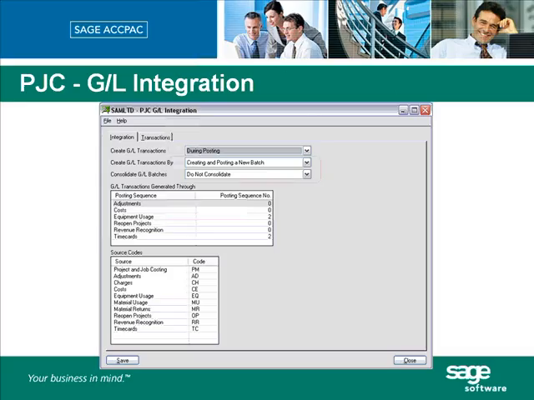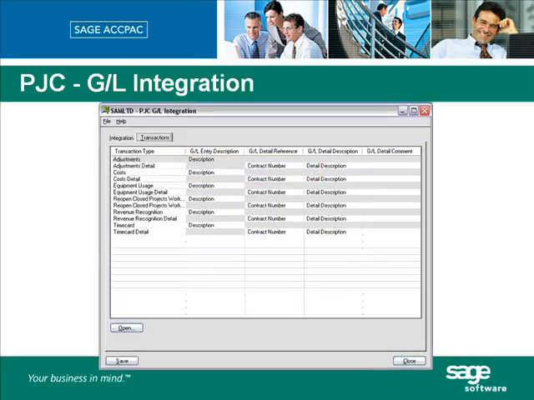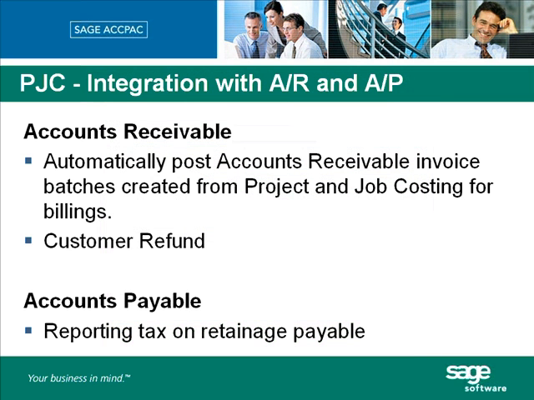With the new GL integration form, you can now automatically post general ledger batches you create with project and job costing and specify additional project and job costing data to include with transactions you send to general ledger. You can specify information for the journal entry description, detail description, detail reference, and detail comments for each type of transactions. With integration to accounts receivable, the PJC options form lets you post invoice batches automatically in accounts receivable when you post billing worksheets in project and job costing. You can automatically post AR batches as well.